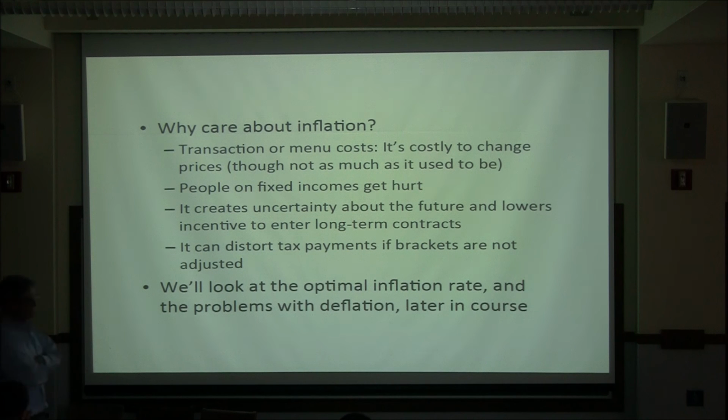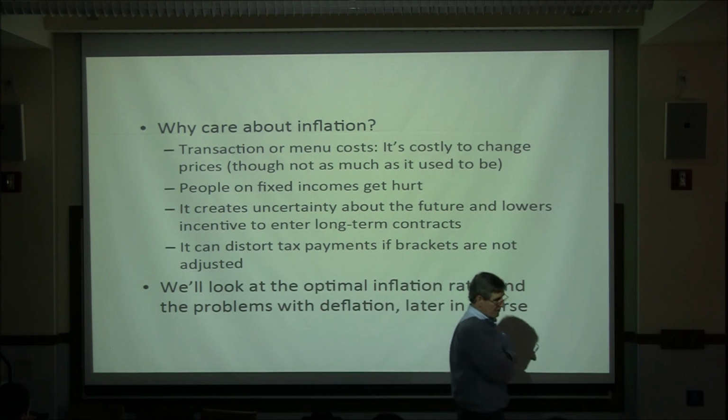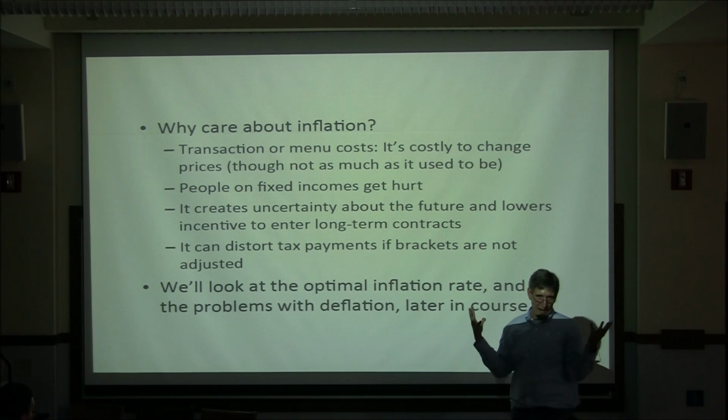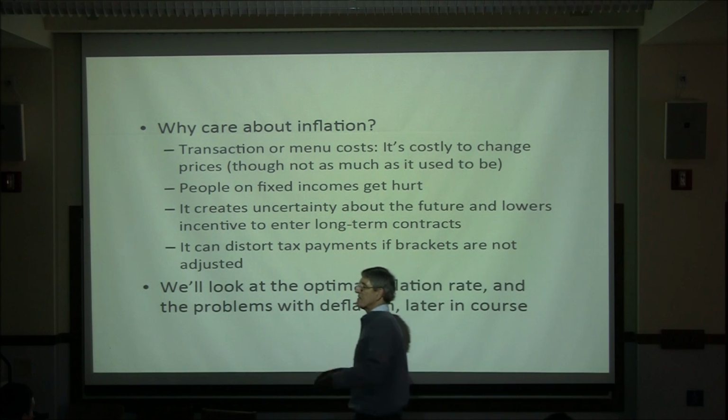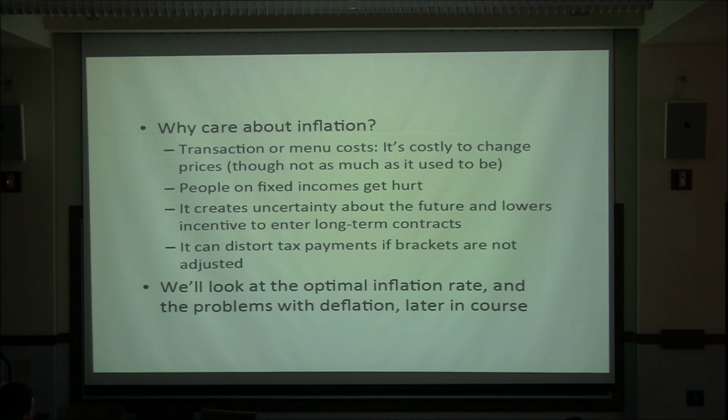People on fixed incomes get hurt with inflation. It's not so much a problem anymore, but it used to be that things like Social Security weren't indexed for inflation. You got some fixed number, and when prices went up, it made the real value of that go way down. So anyone who has a fixed income in the presence of inflation is going to get hurt. It's basically a transfer of income.